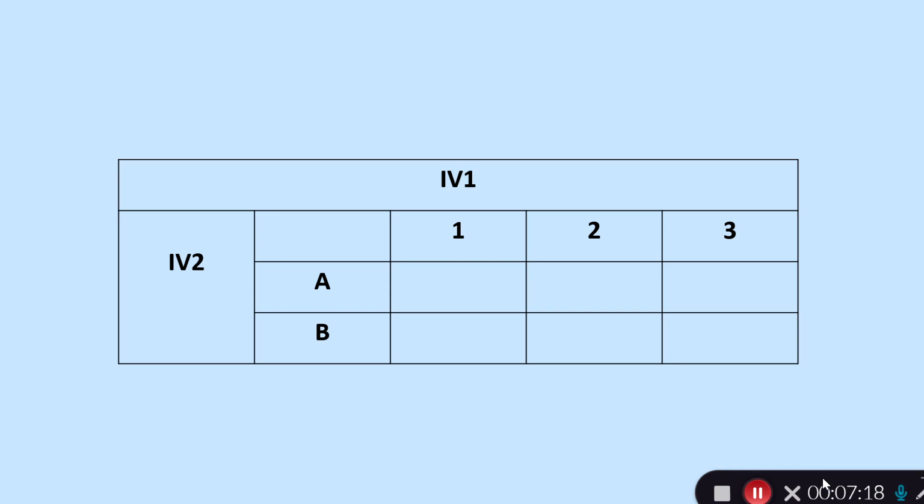So for a repeated measures design, we could use the same sort of table. It would be the same sort of thing, but it would be the same participants in each cell, just at different times. So if IV2 was still a between subjects factor, and IV1 was a repeated measures factor, that would make it a mixed design, and levels 1, 2, or 3 of IV1 would involve the same participants, just at time 1, 2, and 3, essentially.